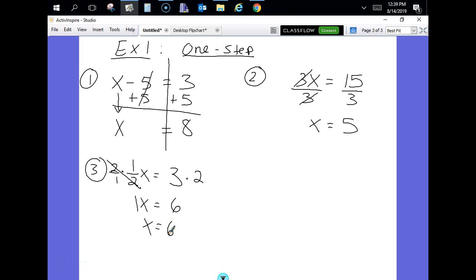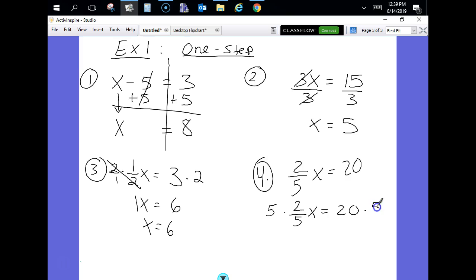Let's do another one. How about number 4 here? Let's say I had 2/5 x equals, I don't know, 20. What would I want to multiply on both sides? 5, the bottom number, right? So I'm going to rewrite it just so I can see my original problem. I'm going to do times 5, times 5.